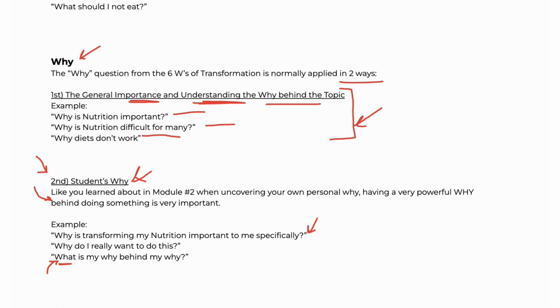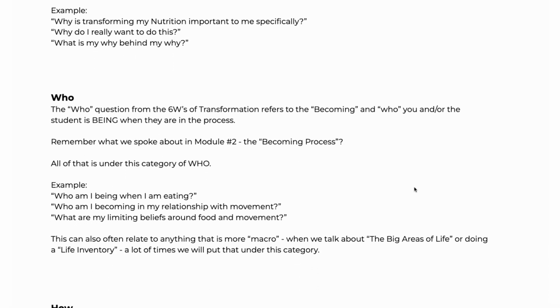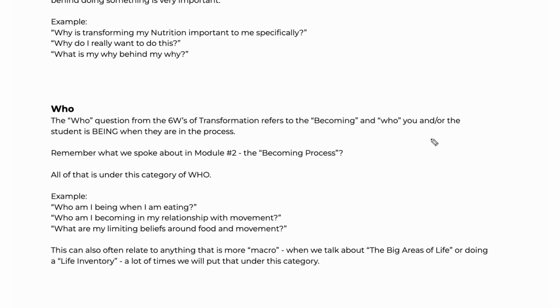The third question that we're going to talk about next is going to be the who question from the 6 W's of transformation. And the who question really refers to the becoming, right? It's who you are and who you are being in the process, who you are becoming in the process. It's who you are being when you are doing the actions, right? If you remember everything we spoke about in module number 2, the becoming process, all of that really falls under the category of who. We spent a lot of time emphasizing the importance of the who question inside of module number 2. And so all of that is going to apply right here.